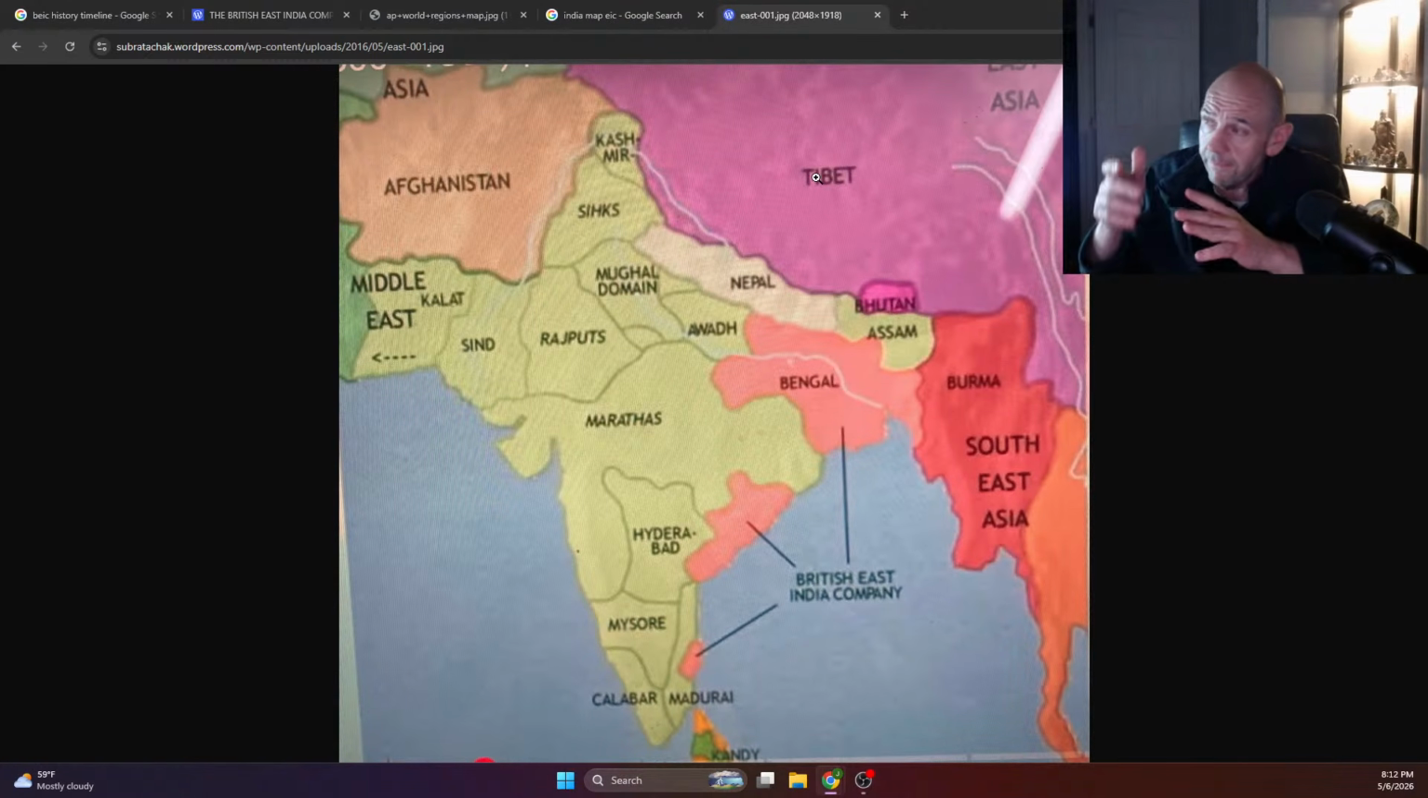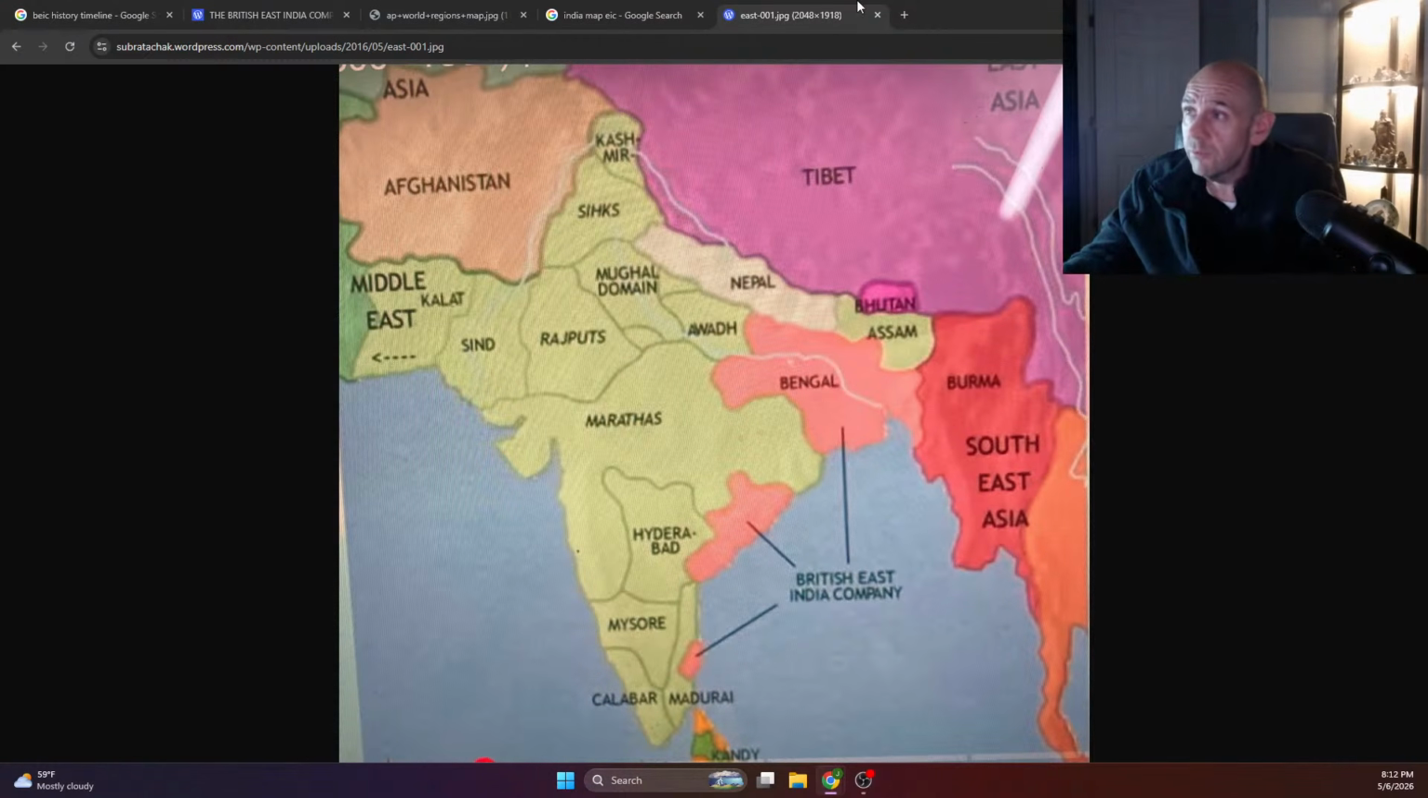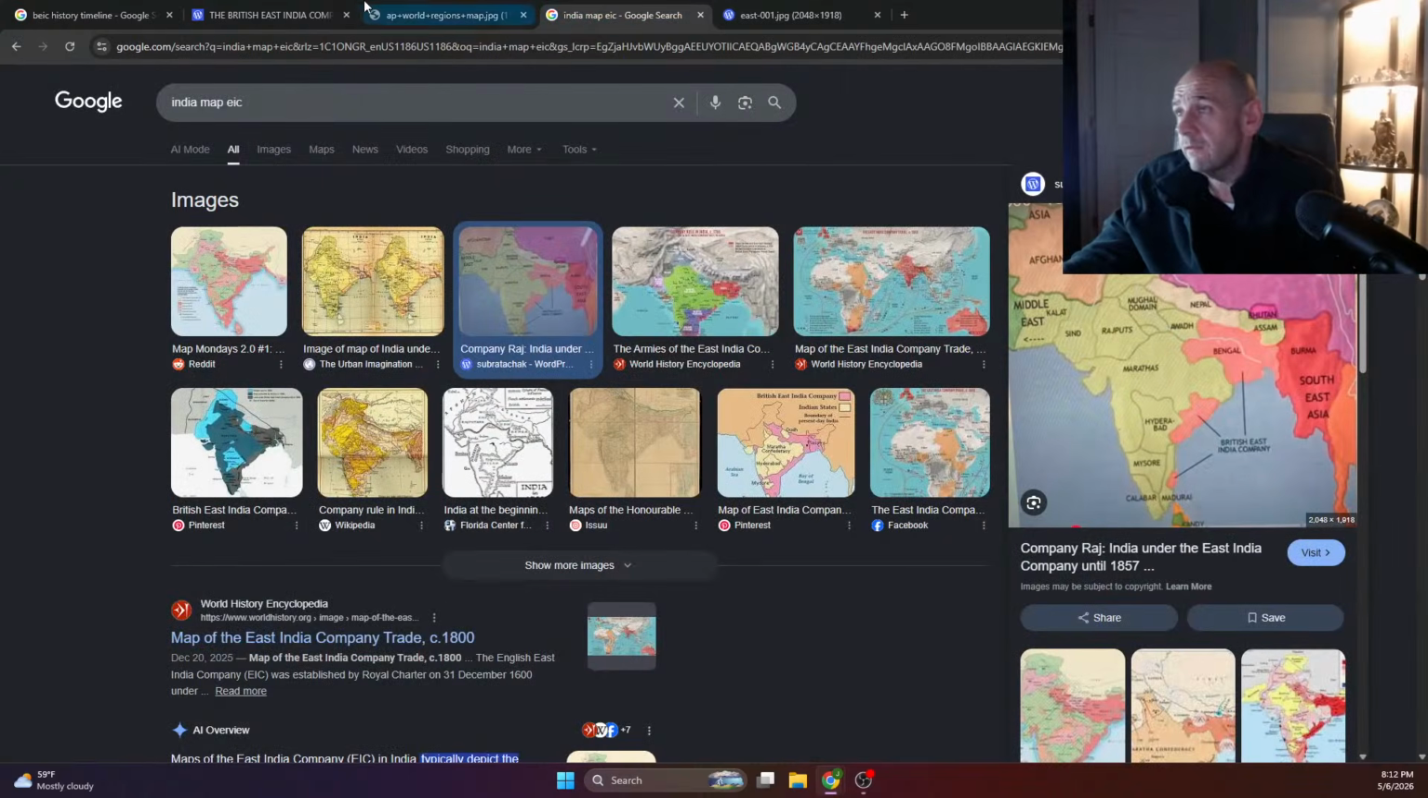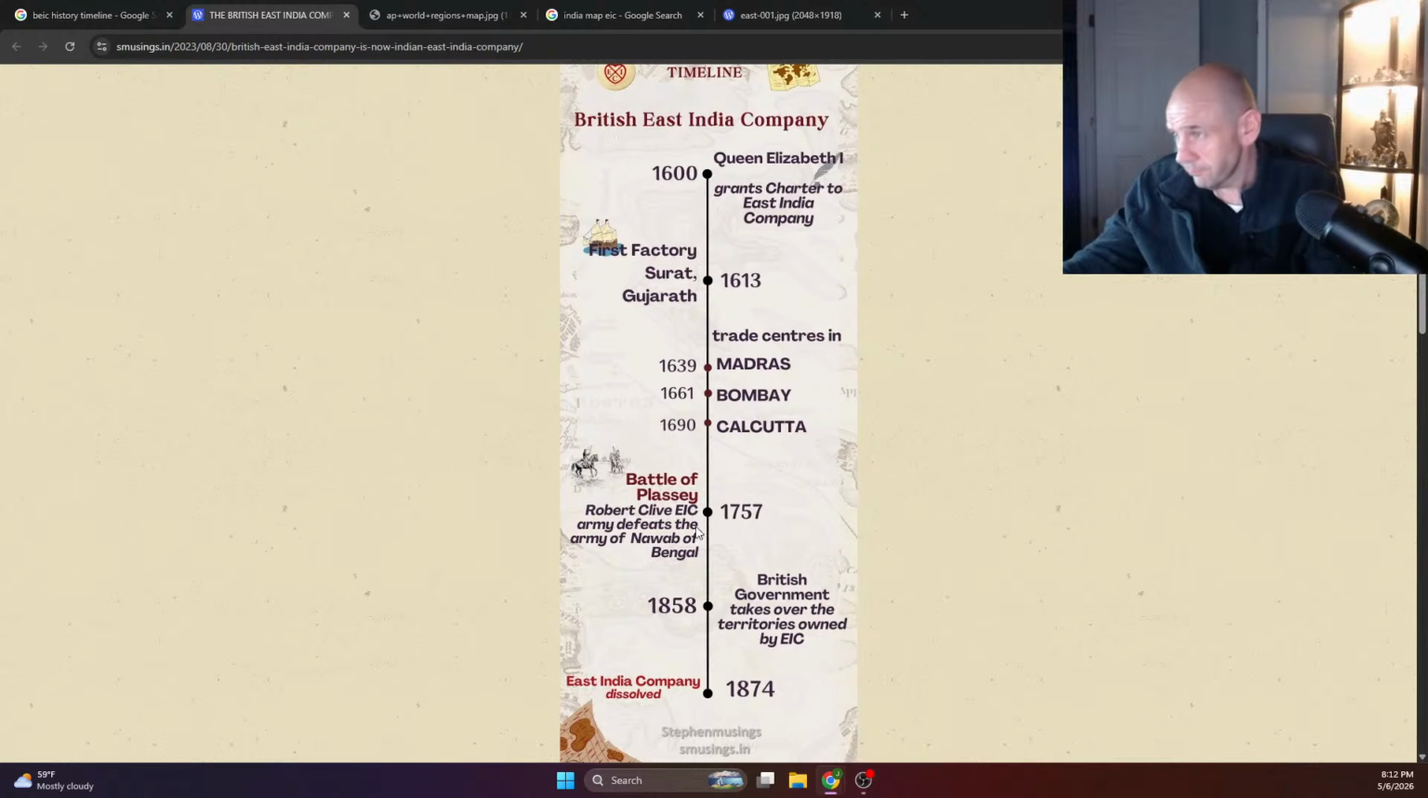Now, keep in mind, this was not a certainty. At the time, the French also had interest in this area, and the French were also backing local Indians against the British-backed Indians. But in the end, the British do win. They win at the Battle of Plassey. That's what's mentioned here.